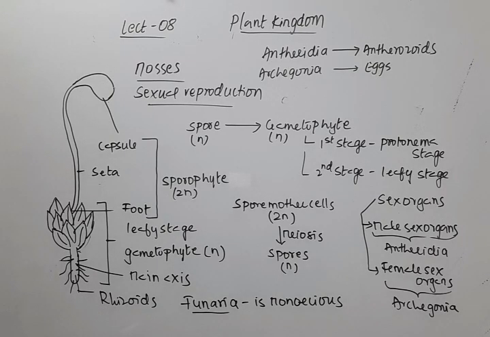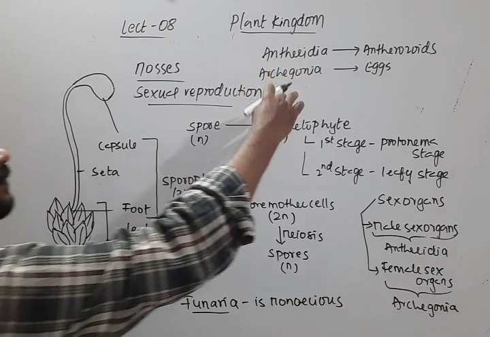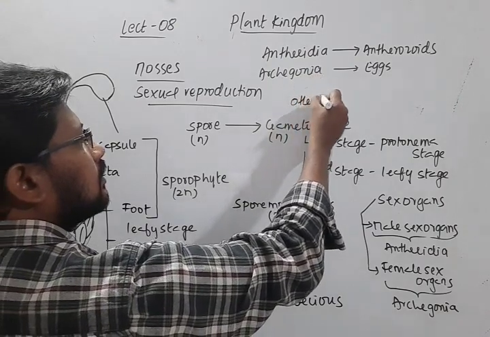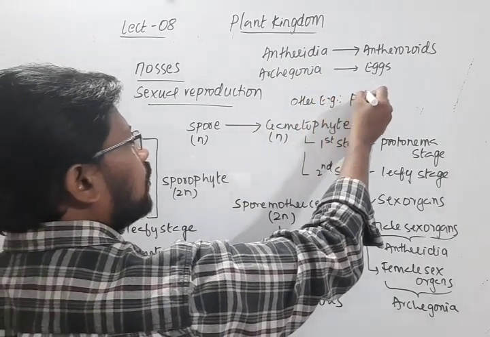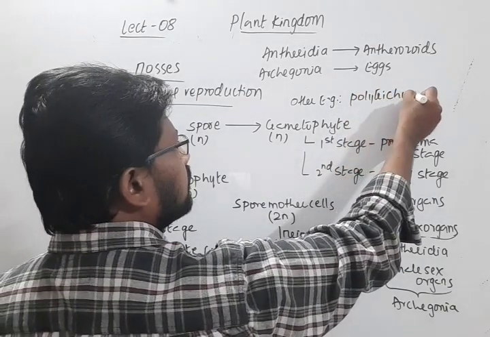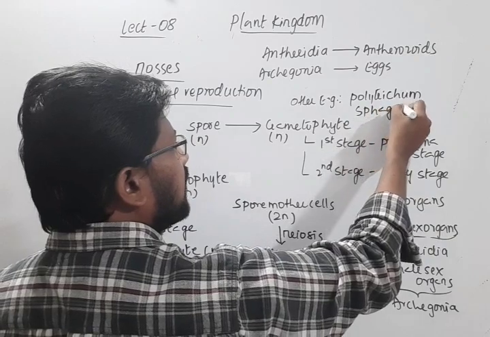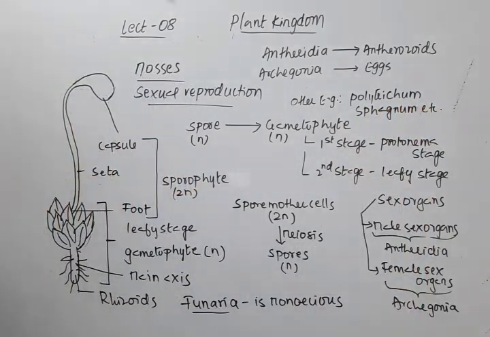Now, I have already given an example, Funaria. The other examples are Polytrichum and Sphagnum. So Polytrichum and Sphagnum are some other examples under the mosses. With this we finish the group Bryophyta. The group Bryophyta has the liverworts and mosses, and we have seen liverworts and mosses in detail.